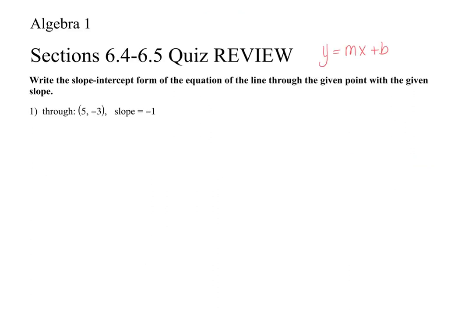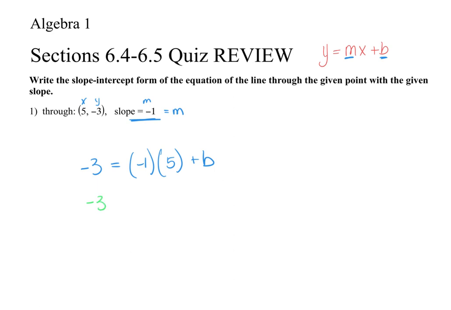It says write the slope-intercept form of the equation through the line and the given point with the given slope. To write the slope-intercept form of a line, you have to have m and you have to have b. If you have those two, you can write the equation of the line. They have only given you one of them. They've given you the m. Slope is your m. So the first thing we have to do is solve for b. We are going to solve for b by plugging in the x, the y, and the m and solving for b. So we're going to say y, that's negative 3, equals m, that's negative 1, x, 5, plus b.